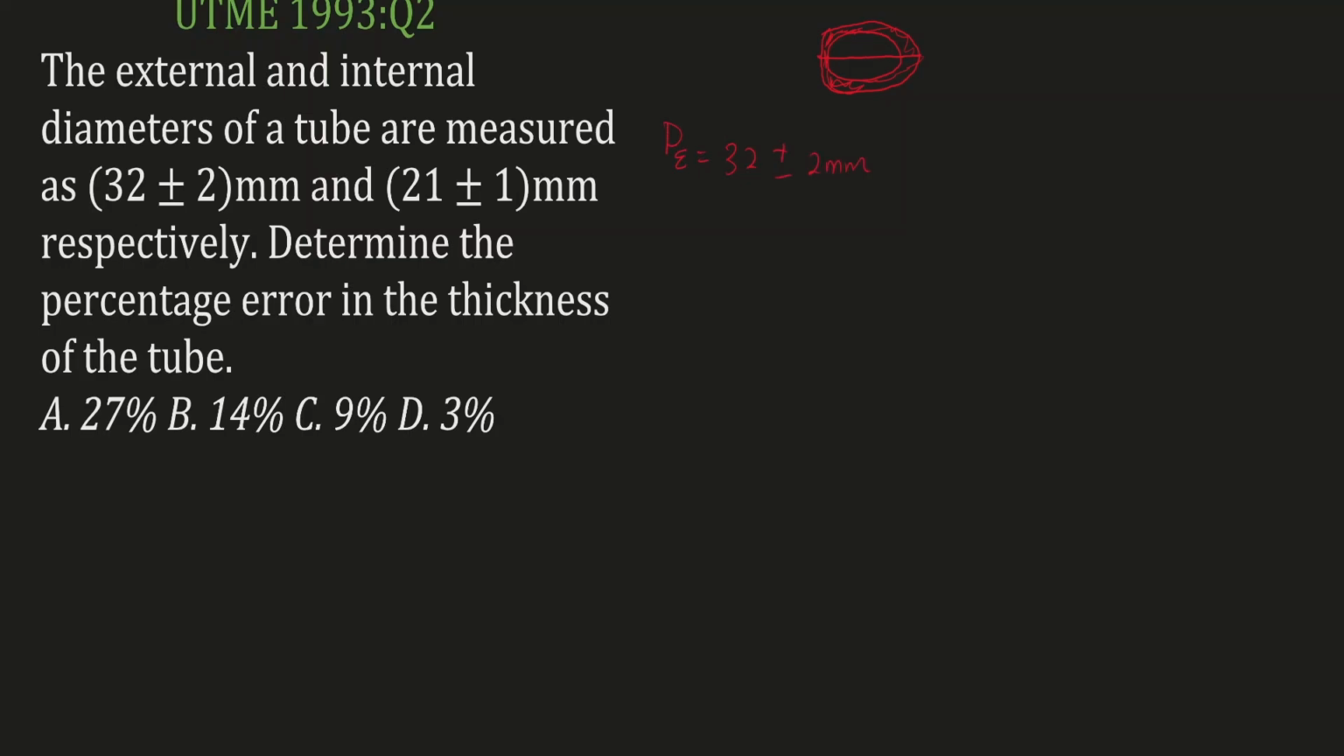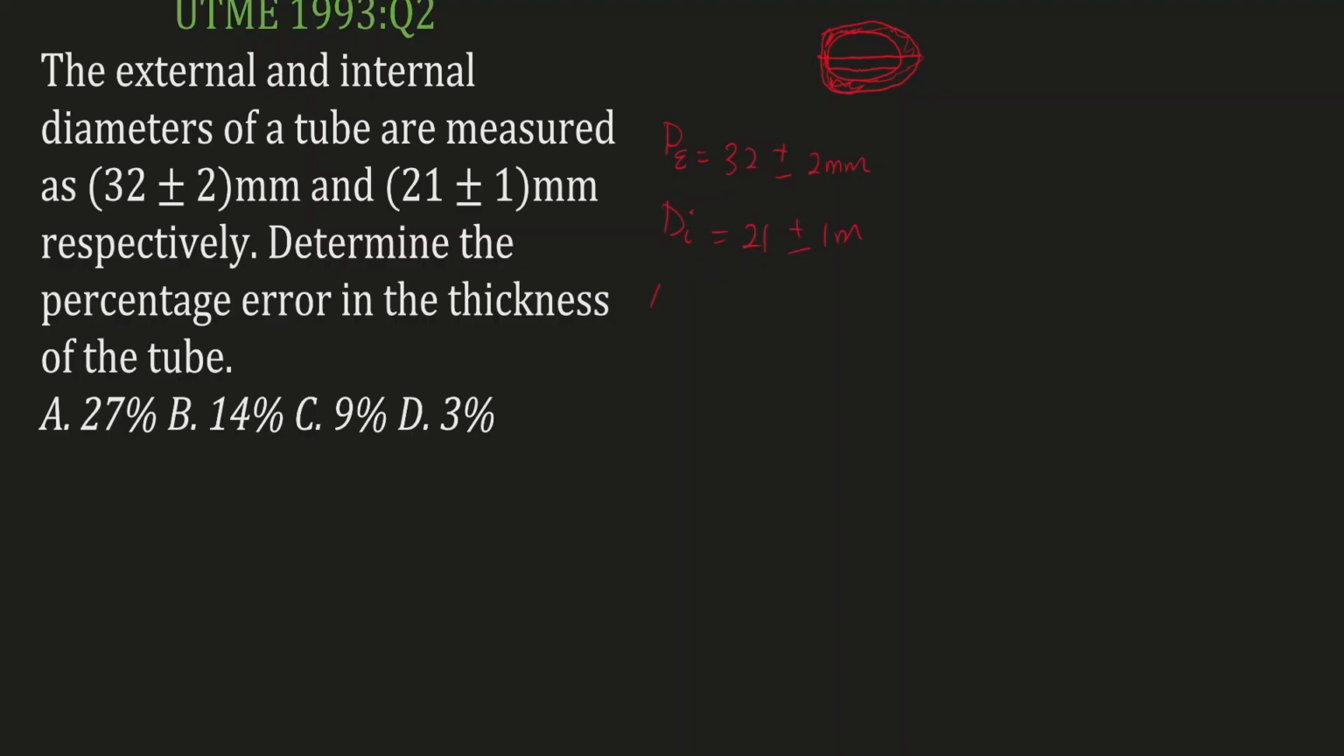Okay, and the internal diameter is 21 plus or minus 1. So internal diameter is going to be from this place to this place. So diameter internal is 21 plus or minus 1 millimeter. Determine the percentage error in the thickness. All right. So what is percentage error?